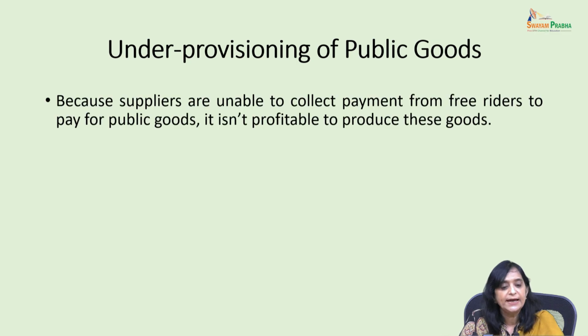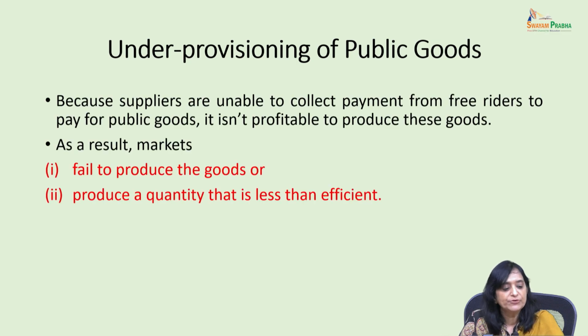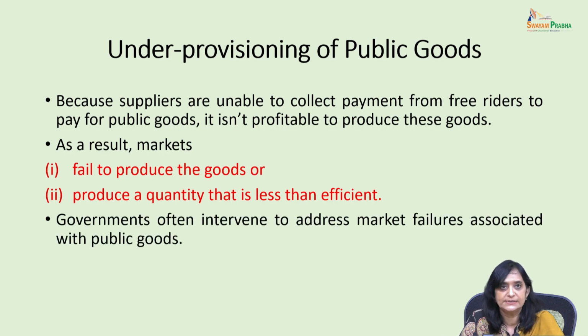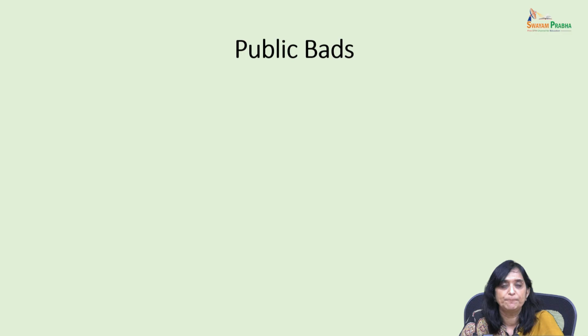As we've just said, this leads to under-provisioning of public goods. As a result, the market will not produce or will produce less. Hence, there is a need for government intervention to address this market failure.